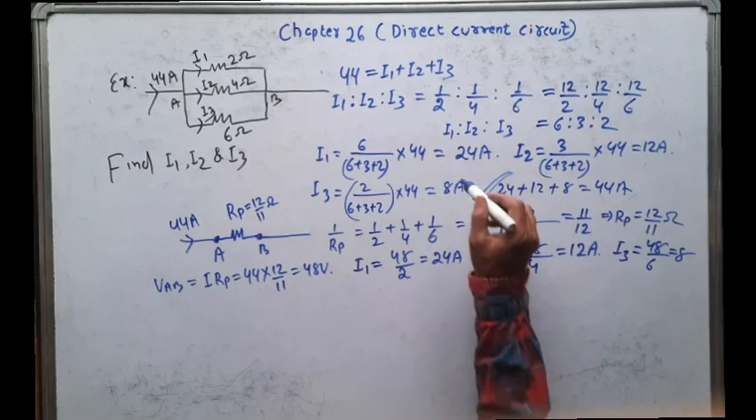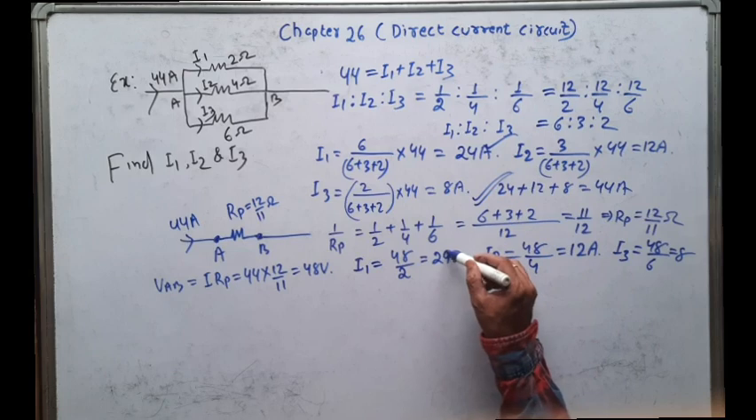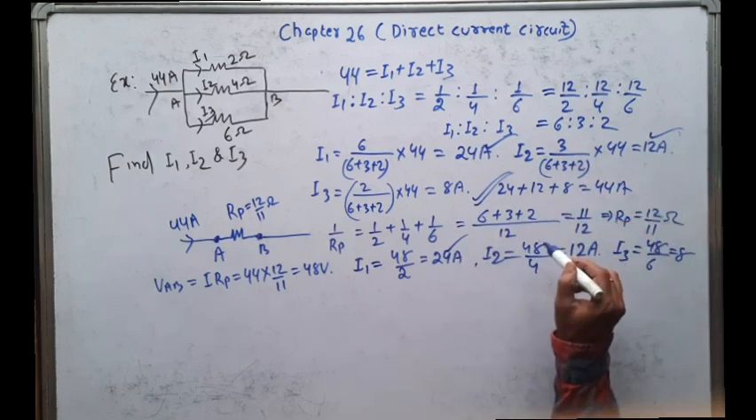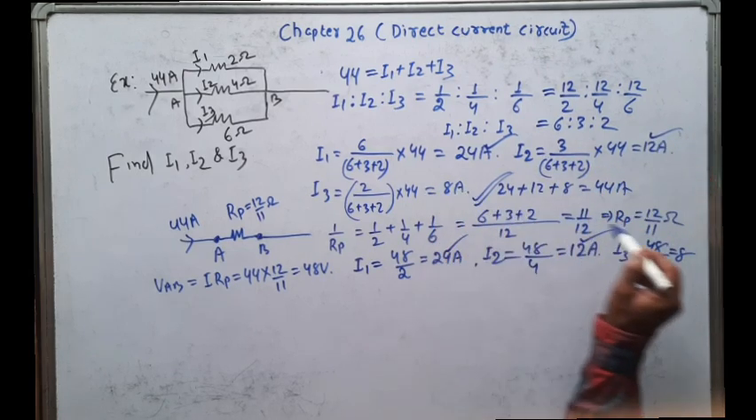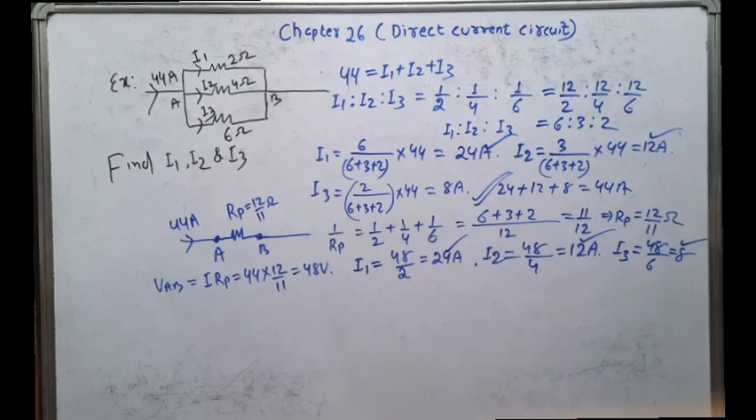So the answer is correct. Here I1 is 24, here I1 is 24. I2 is equal to 12 ampere, here 12 ampere. I3 is equal to 8 ampere, here I3 is equal to 8 ampere.